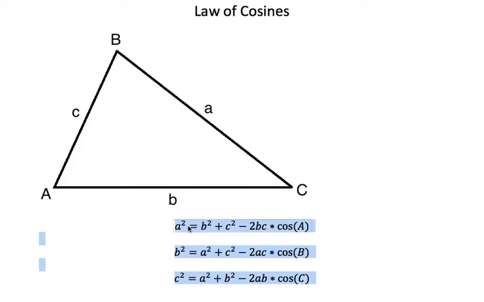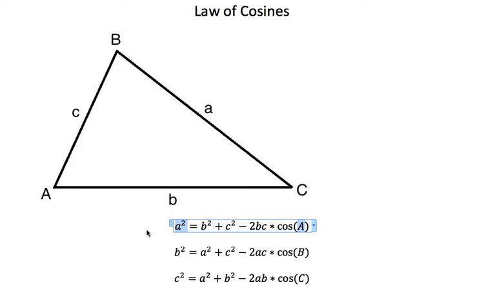So this says that the length of one side squared will equal the length of the other side squared plus the other side squared minus 2 times the other two sides' lengths times cosine of the angle that matches this over here.